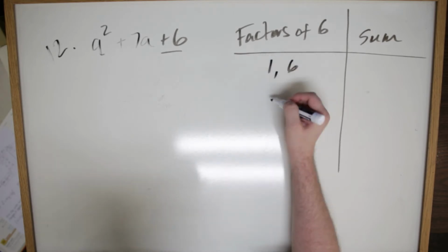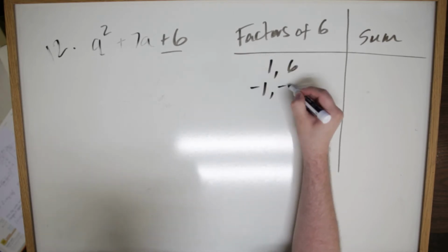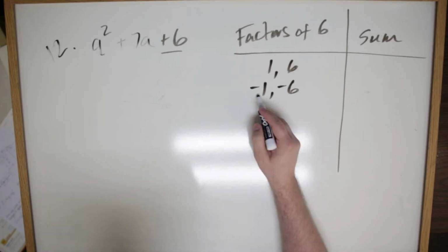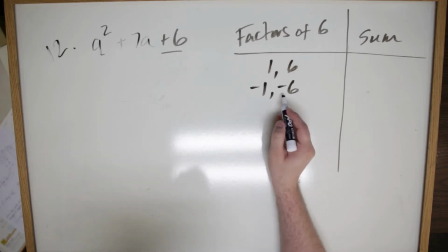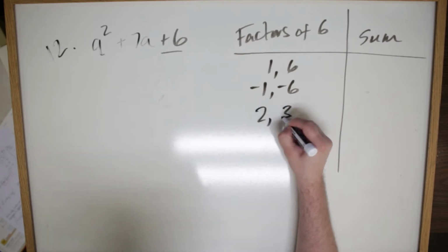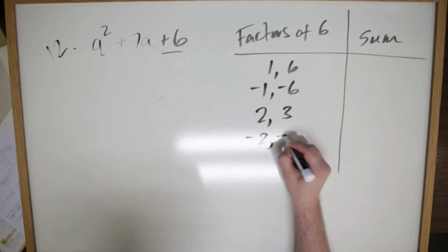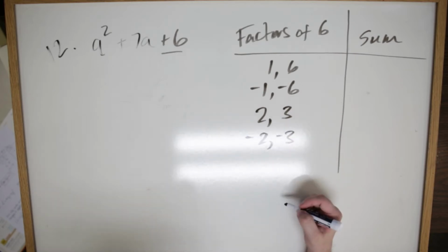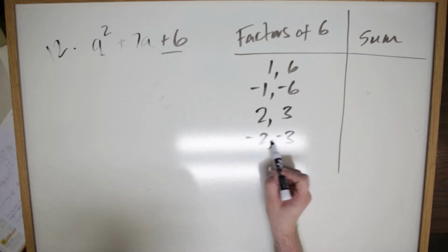1 and 6. We also have to do the negative factors as well, because a minus 1 times a minus 6 is also a positive 6, so keep that in mind. 2 and 3, minus 2 and minus 3. Okay? So now I'm just going to add across.